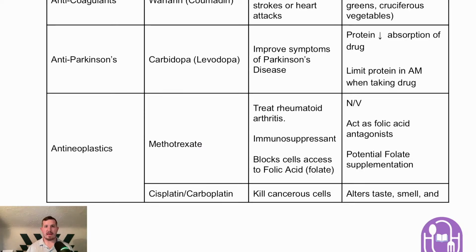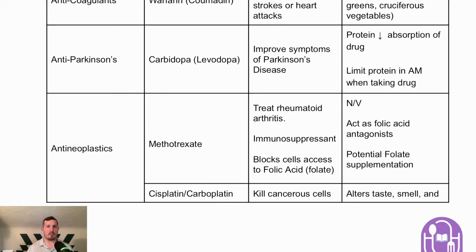Anti-neoplastics here. Methotrexate is used to treat rheumatoid arthritis. It's used as an immunosuppressant and it blocks cells' access to folic acid or folate. Cisplatin is a chemo drug, or carboplatin as well. Kills cancerous cells. That's what it does. For methotrexate, it can cause nausea, vomiting. It acts as a folic acid antagonist, like I said. So, once again, we're going to need folate supplementation in this case because methotrexate is blocking that folate access.